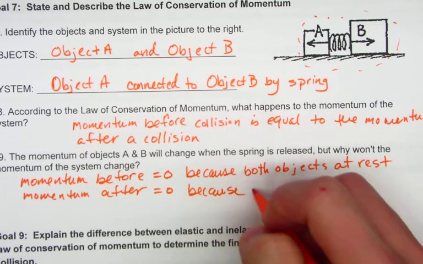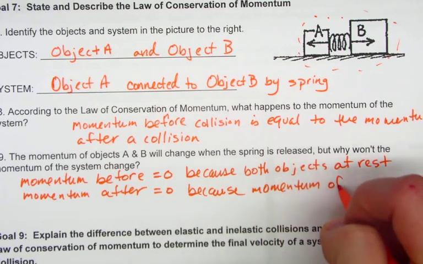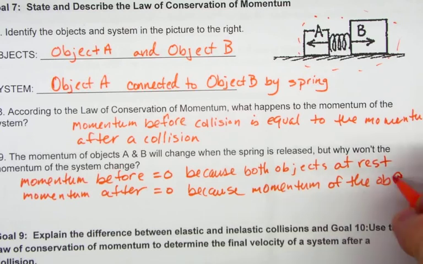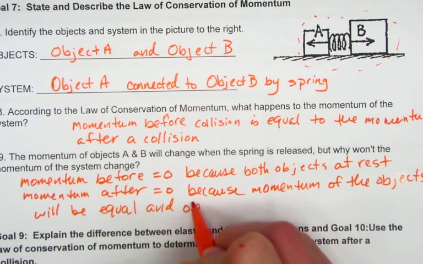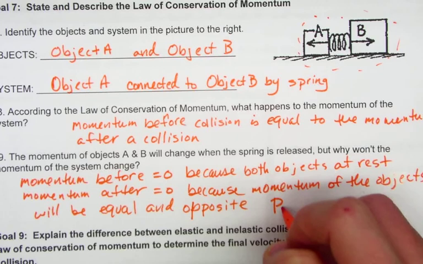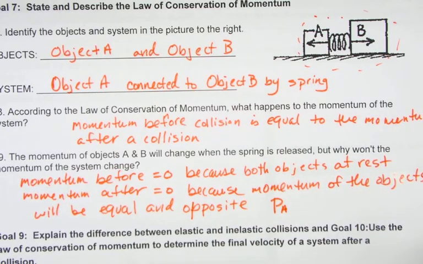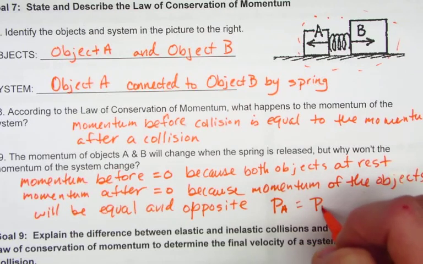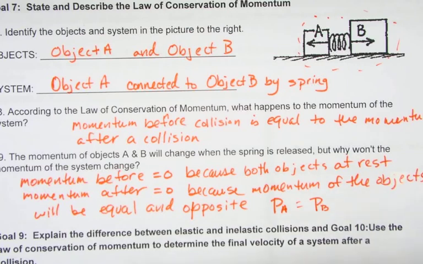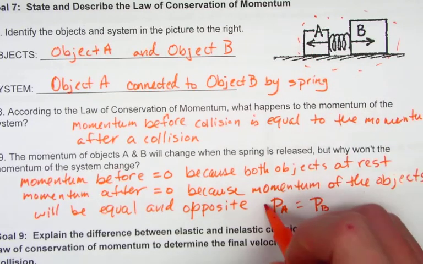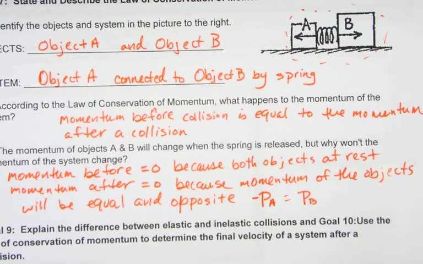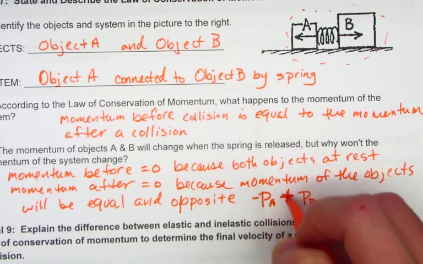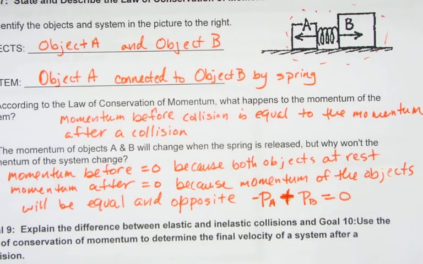because the momentum of the objects will be equal and opposite. So the momentum of object A is going to be equal to the momentum of object B, but they'll be going in opposite directions. So one of them is going to be negative. Since A is going to the left, if the left is the negative direction, it'll be like negative this and a positive that. So when you add them together, it equals 0. Okay, so if we add these two together, we'll put this equals 0. So that would be after.